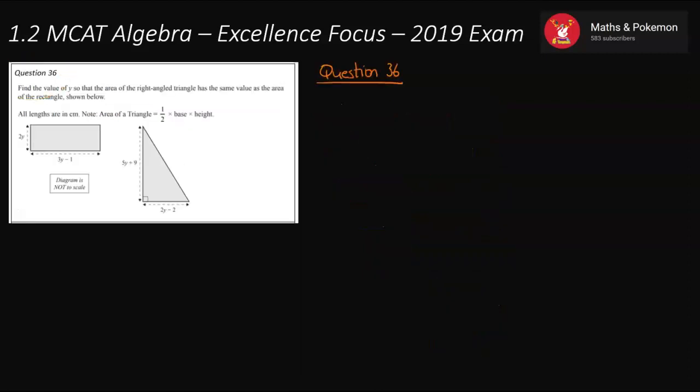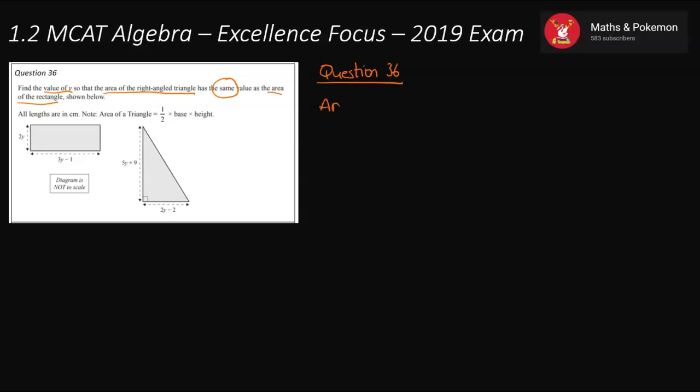Question number 36, and we've been asked to find the value of y so that the area of the right angle triangle is the same as the area of the rectangle shown below. So that word same, that's our equation, that's our equal sign. So we're trying to find out when is the area of the rectangle equal to the area of the square. So that's how I'm going to start this question.